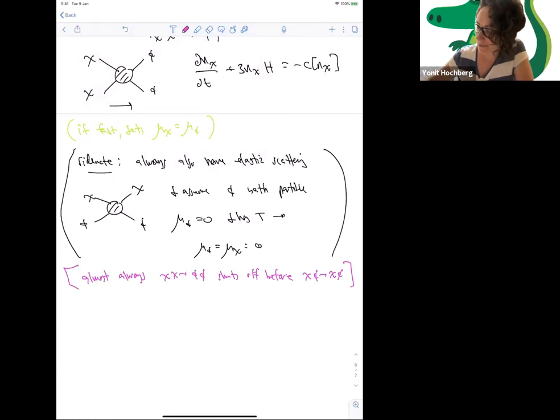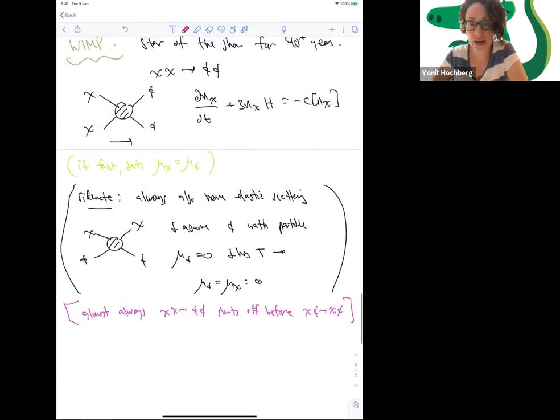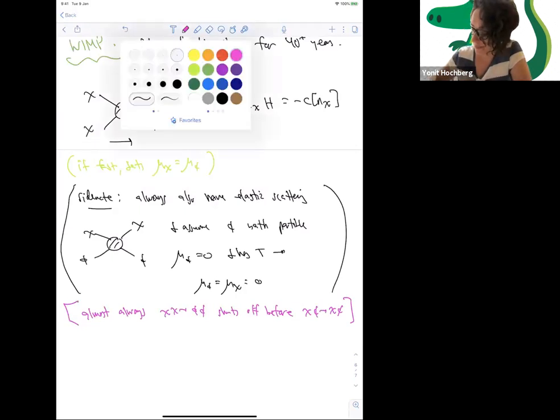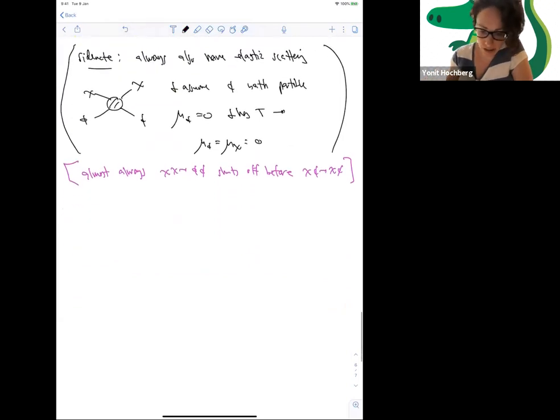So going back to our 2-to-2 annihilation, we have the Boltzmann equation over here. And let's write down what the collision term looks like. So what's our collision term?